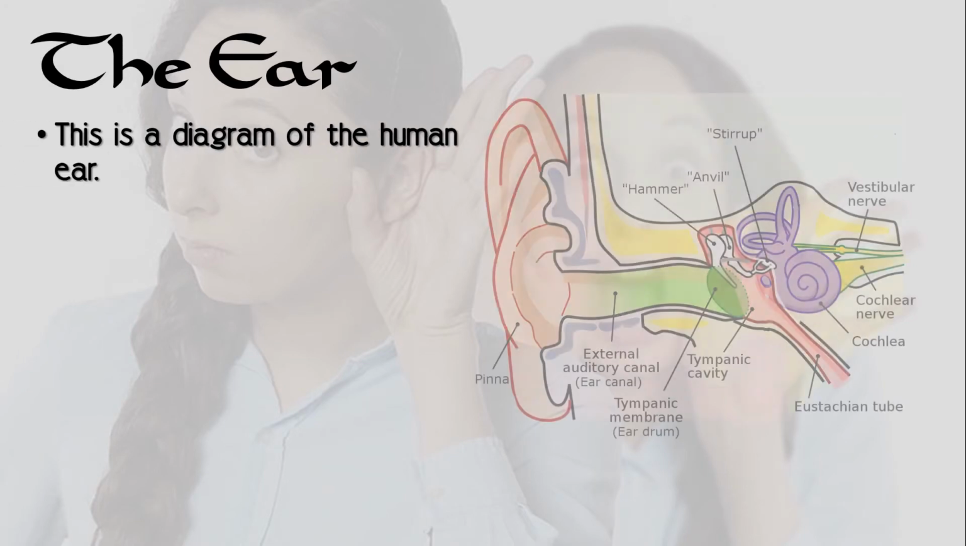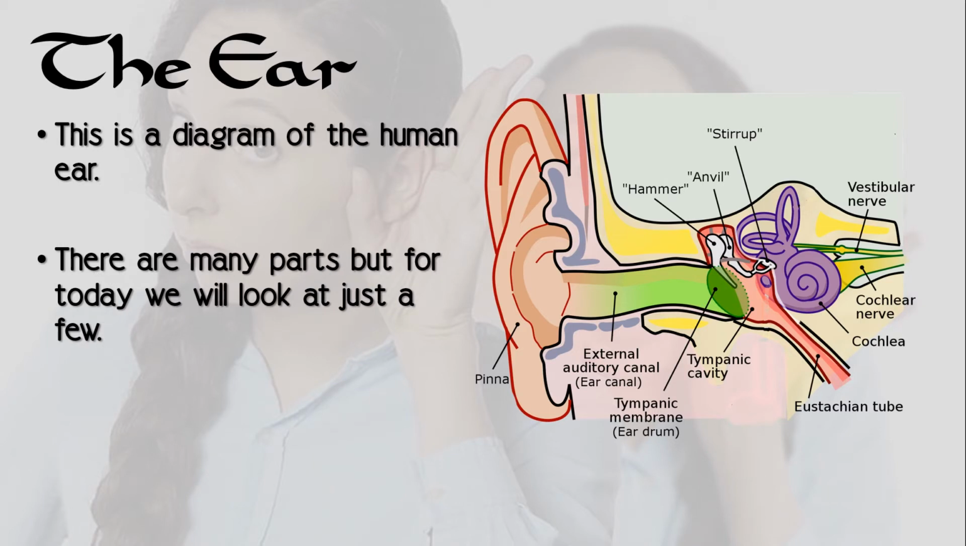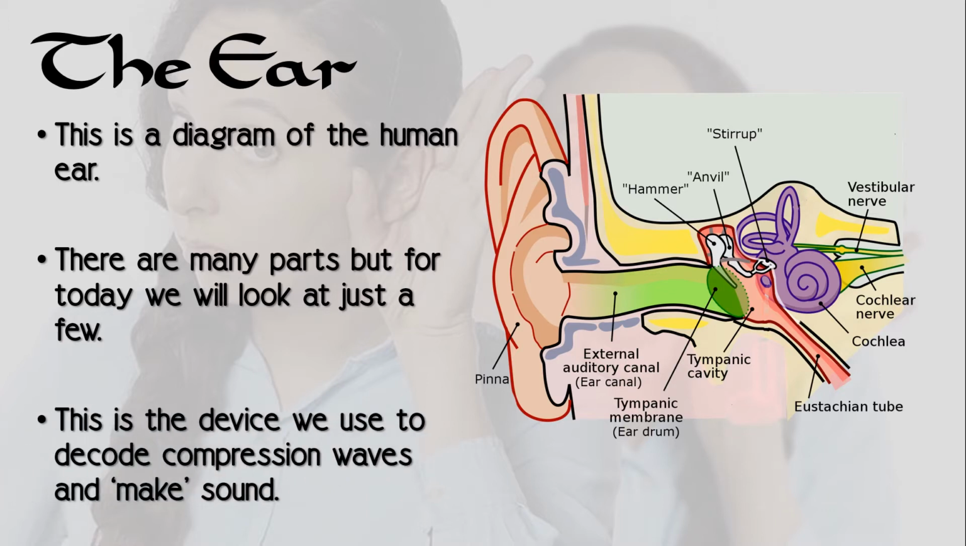So let's have a look at the ear. Here is a diagram of the human ear. You might have seen it before. There are many parts to it, and this diagram is really only showing a few of them. But this is the device that you use, like a microphone, to make sound out of the compression waves in the world.